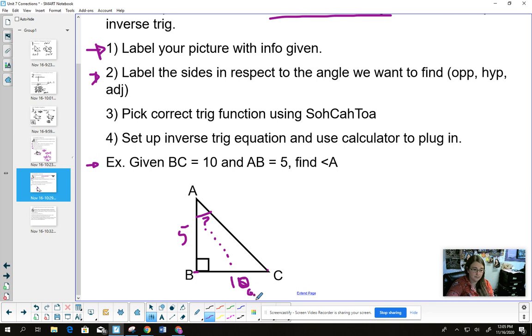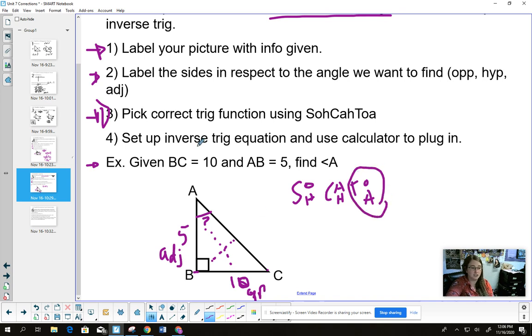10 is the opposite. B is the hypotenuse, which I don't have. Therefore, 5 has to be the adjacent. So I don't get confused, I'm going to erase the hypotenuse. I don't want to think I can use that. Looking at SOHCAHTOA is our next step. Well, because we have opposite and adjacent, this is tangent.